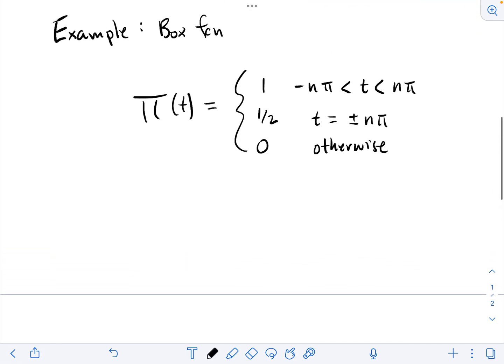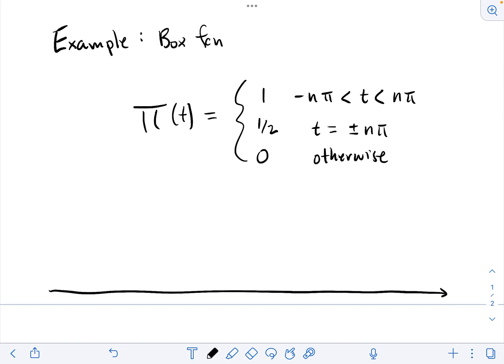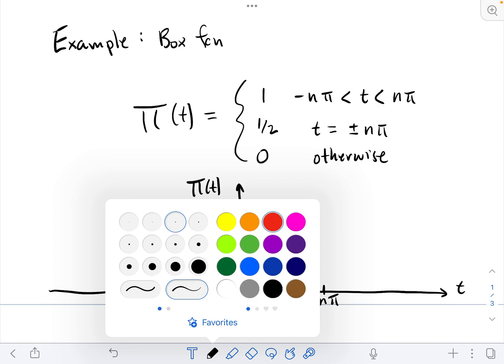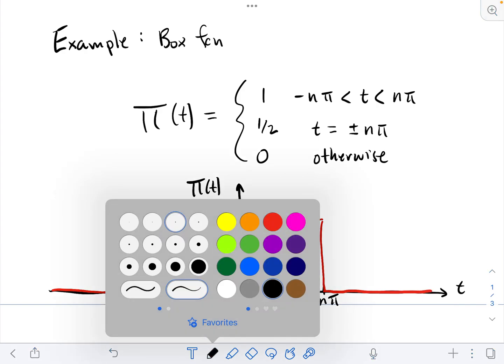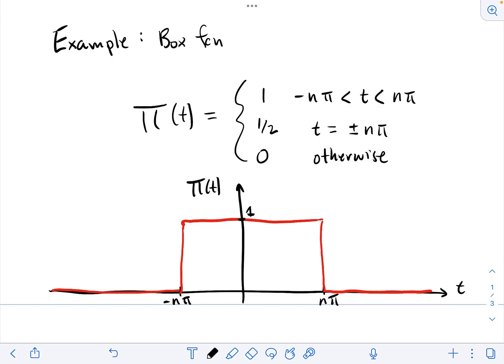It's relatively easy to plot this function, so I'll do that here. Here's our time axis. Here's t equals 0. And we're going to plot our box function. We just have to identify where n times pi and minus n times pi are. Our function is 0 until we get to minus n times pi. Then it jumps abruptly up to 1 until we get to plus n times pi. And then it jumps down abruptly to 0 and stays 0. Here is the value 1 right there. I may have drawn this a bit asymmetric, but it's a symmetric function.